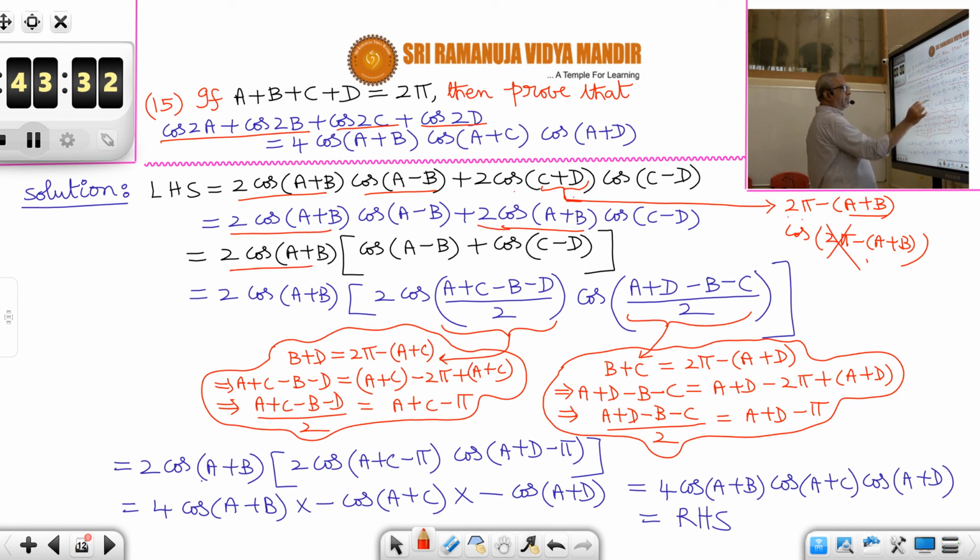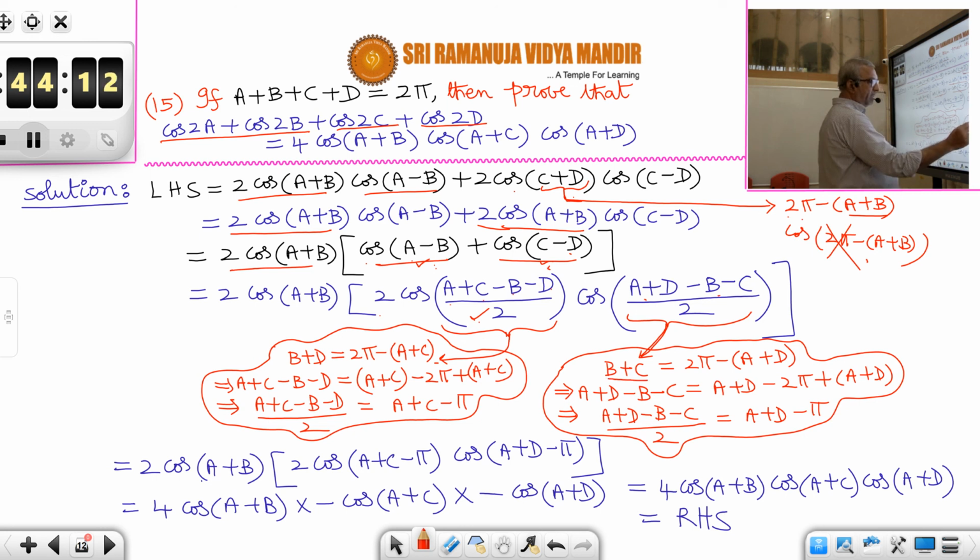Therefore I can take 2 cos (a plus b) common. In the bracket I get cos (a minus b) plus cos (c minus d). So again I am applying the transformation for cos C plus cos D inside the bracket: 2 cos of (first angle plus second angle) by 2, so (a plus c minus b minus d) by 2, cos of (first angle minus second angle) by 2, so you will get (a plus d minus b minus c) by 2. I am simplifying this angle here, and this angle here, as in the previous example.